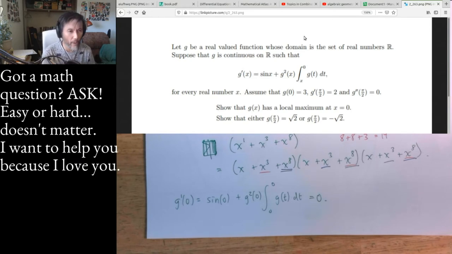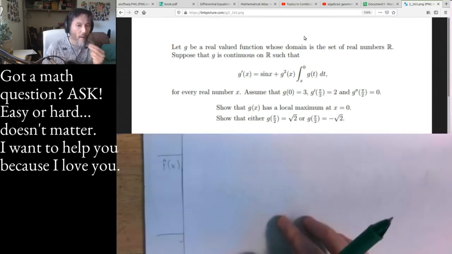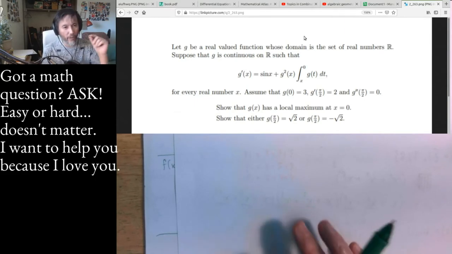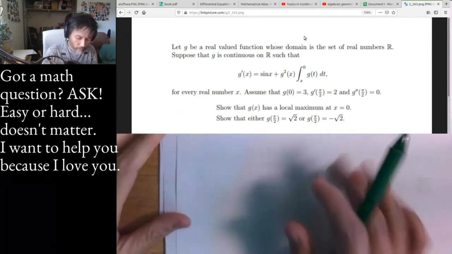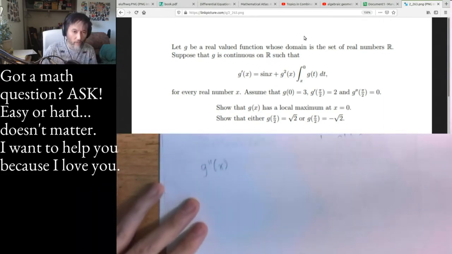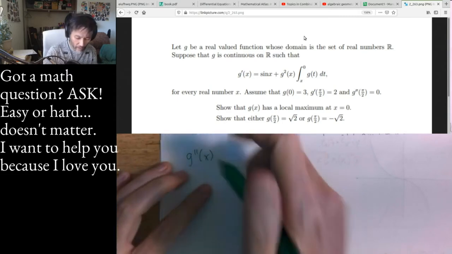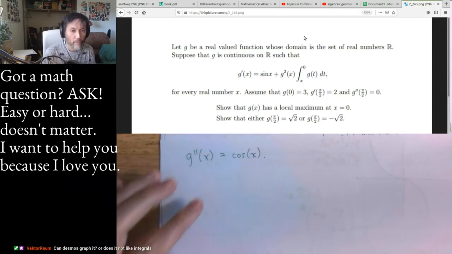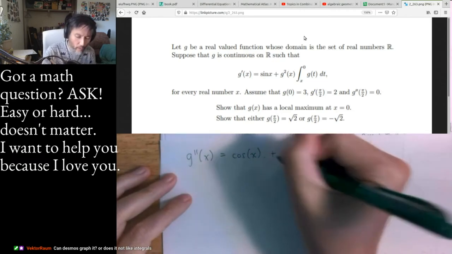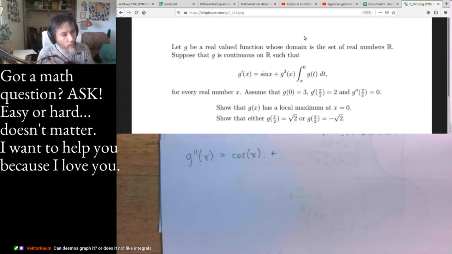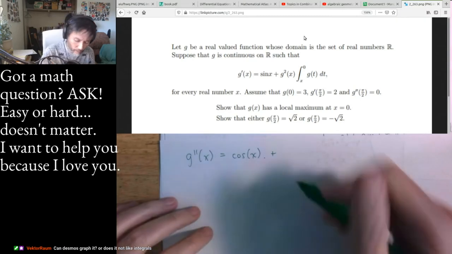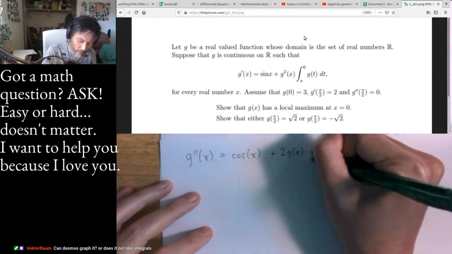And depending on the sign of g double prime at 0, we can determine whether this critical point corresponds to a local minimum or a local maximum, or perhaps neither. We can hope that we can find an answer there. So what we should do is take the derivative of this. G double prime of x. The derivative of sine of x, I think, is cosine of x. Is that right? And then we use the product rule, right? So the derivative of g squared of x with respect to x is 2g of x times g prime of x. You agree?